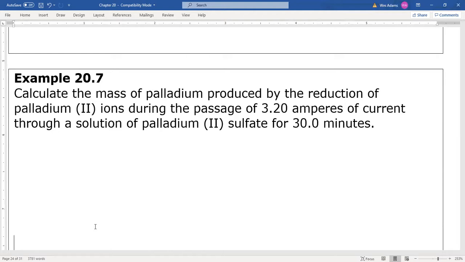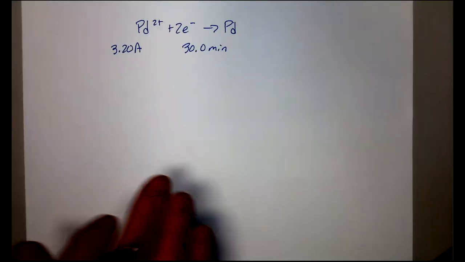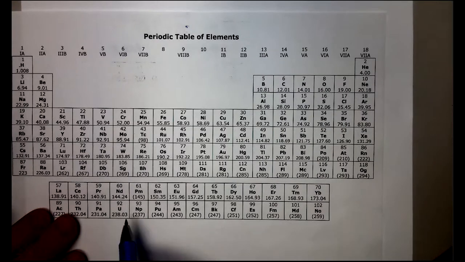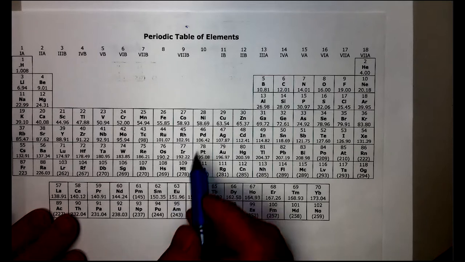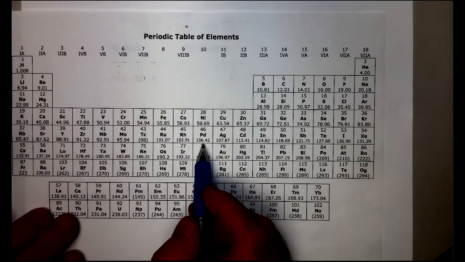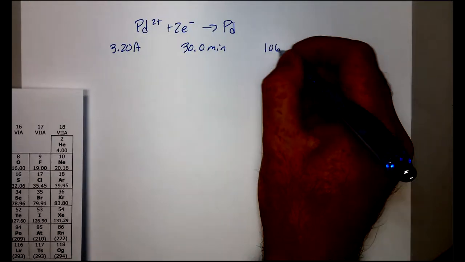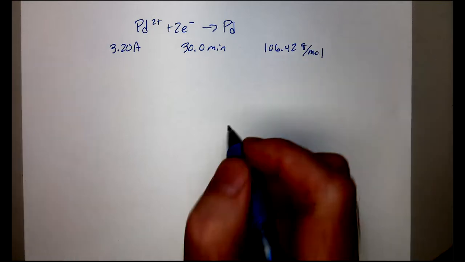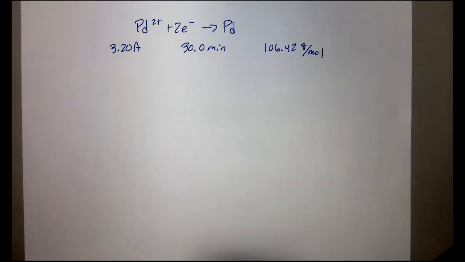We'll need the molar mass of palladium as well. So if we go to the paper here, we're going to need that molar mass, Pd, off of the periodic chart. Right there. 106.42. So we're going to write that down as well. 106.42 grams per mole. So that's the information from the problem and from the periodic chart.